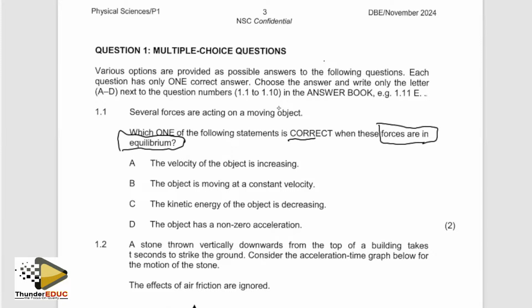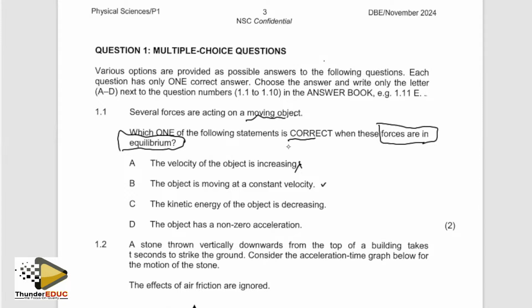When forces are in equilibrium, it's more like Newton's first law of motion, that this body is meant to continue in its state of rest or its state of uniform motion. In this case, it's moving, so the motion must be uniform unless it's acted upon by a net force. The options: the velocity of the object is increasing. No, that is wrong. The object is moving at a constant velocity. There is some truth in that.